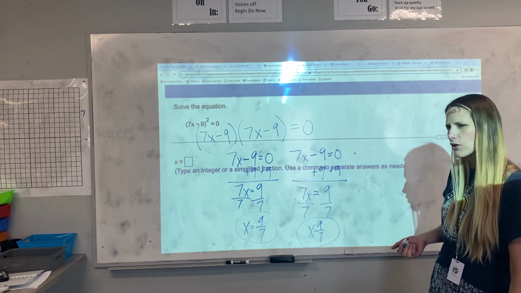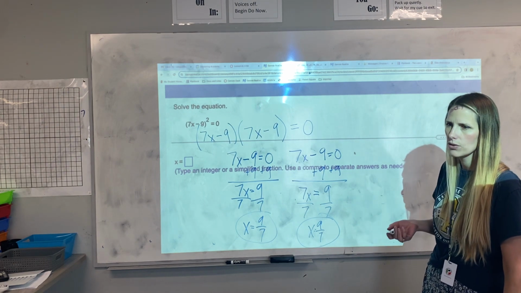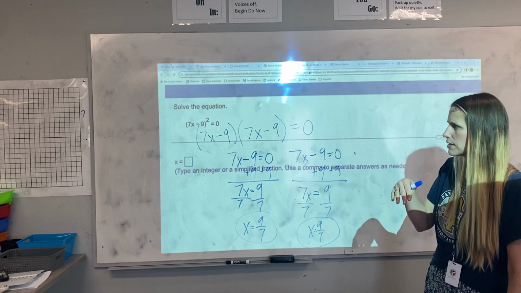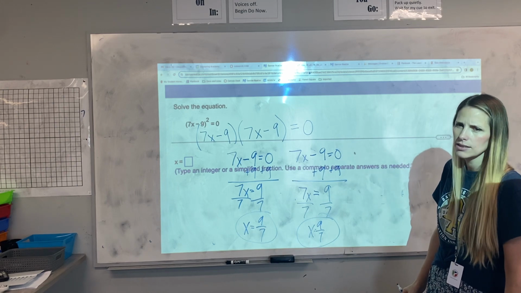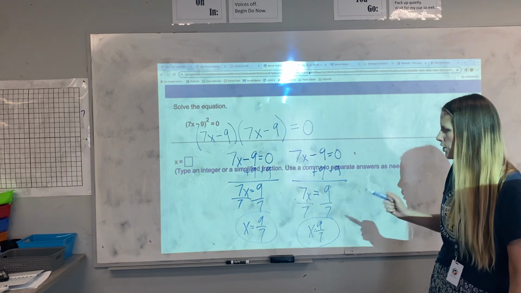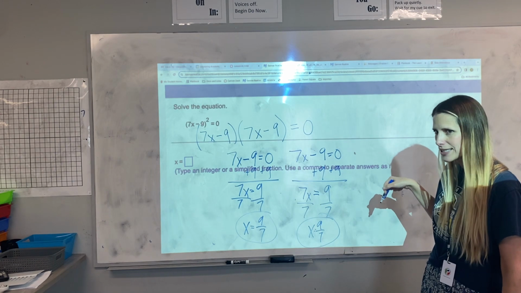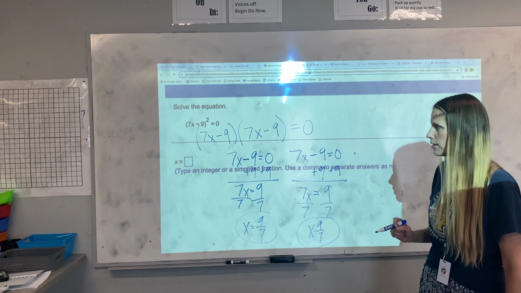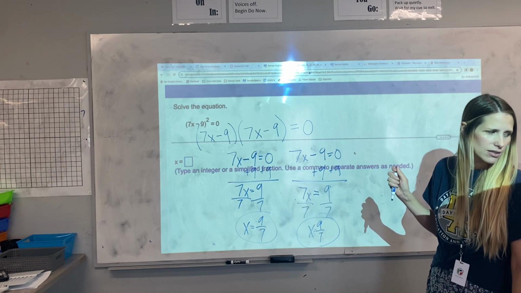So, how do I know that it's where the vertex is? 9 over 7 comma 0. How do I know that that's the vertex of the parabola? In the previous example, we didn't know what the vertex was unless we solved for it, which we didn't. Can anybody tell me how I know that this one single solution is the vertex of the parabola? Ricky, you know this.